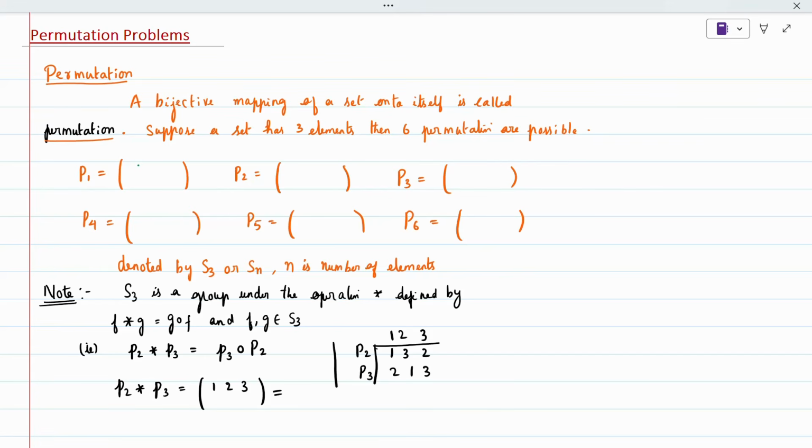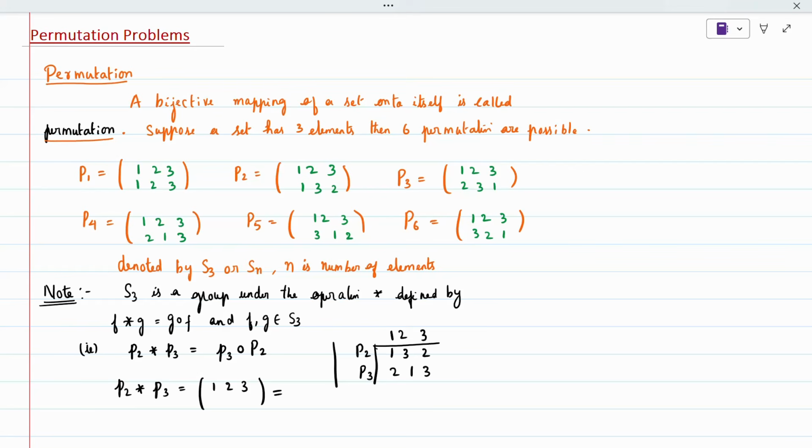For example, if it is three elements, 1, 2, 3. So what are all the possibilities for writing three elements? We write 1, 2, 3 on top, and below it, what are all the possibilities? It can be the same, or 1, 3, 2, any option. You can change and write, it is not wrong. 2, 3, 1, and 2, 1, 3, and 3, 1, 2, and 3, 2, 1. Yes, all the six possibilities I have written.